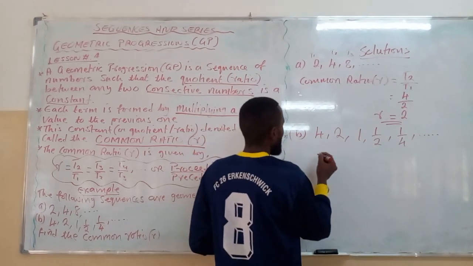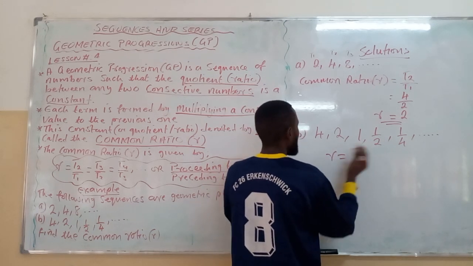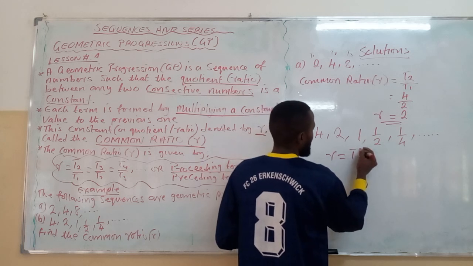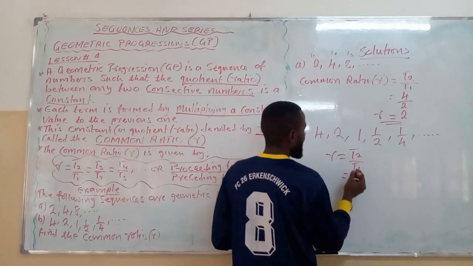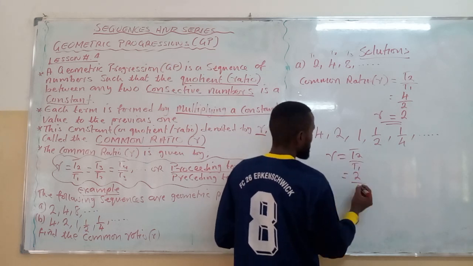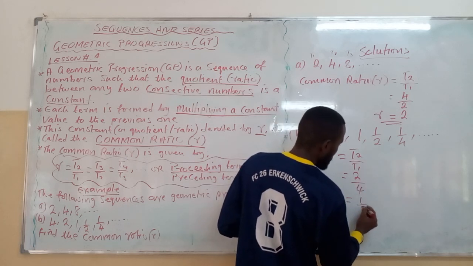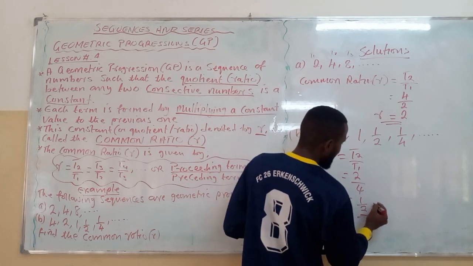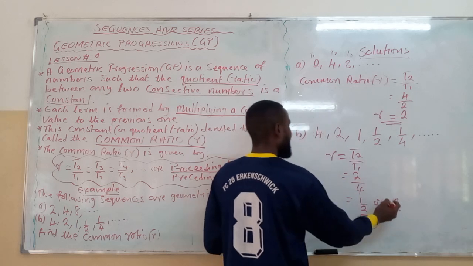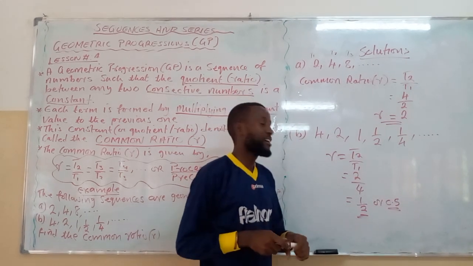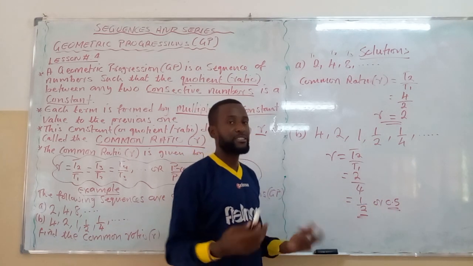So let's continue now. Common ratio for this one, we're going to use any term we want. Let's say term 2 over term 1. So what is our answer here? Term 2 is 2, term 1 is 4. So what is my final answer? It will be 1 over 2. Or you can say 0.5. But I will not advise you to use decimals, because in this format it is easy to use, but in the decimal format it's not easy.